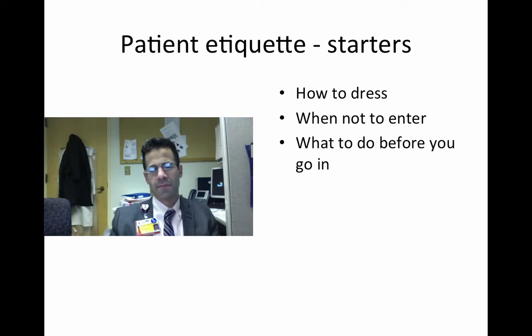And then the next thing to do is to know when not to enter a room. You don't want to enter a room if the patient is asleep, and you don't want to enter the room if the nurse is in there with the patient, or physical therapy is in there with the patient, or any other healthcare provider is in there with the patient. So everybody else, you would knock on the door. And what I recommend you do before you go in the room is read the header and the footer on the patient encounter form.